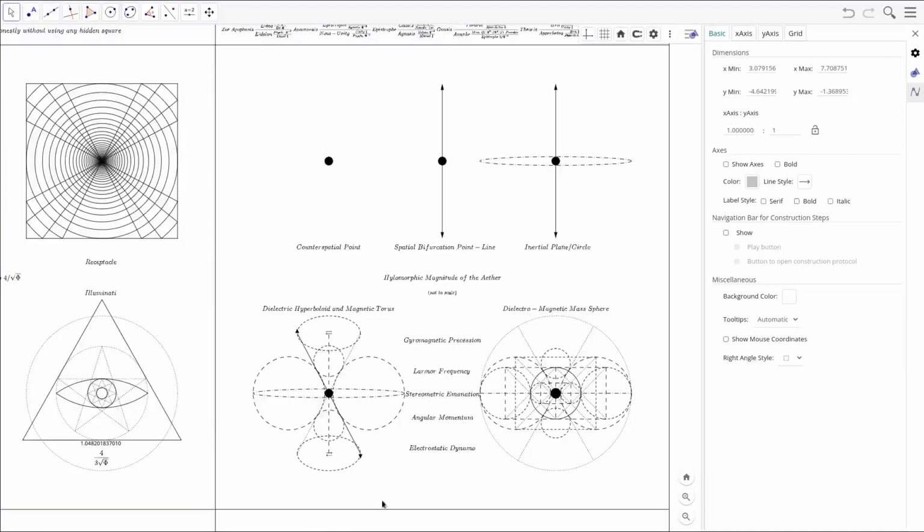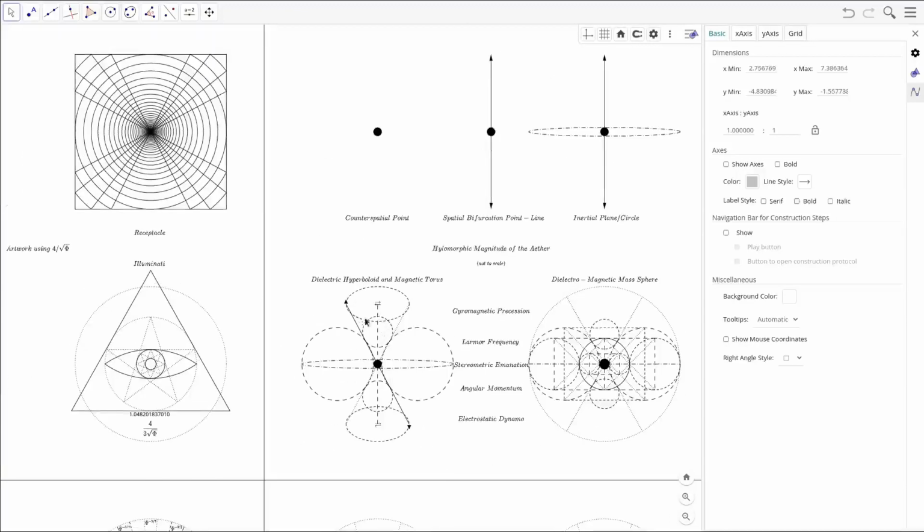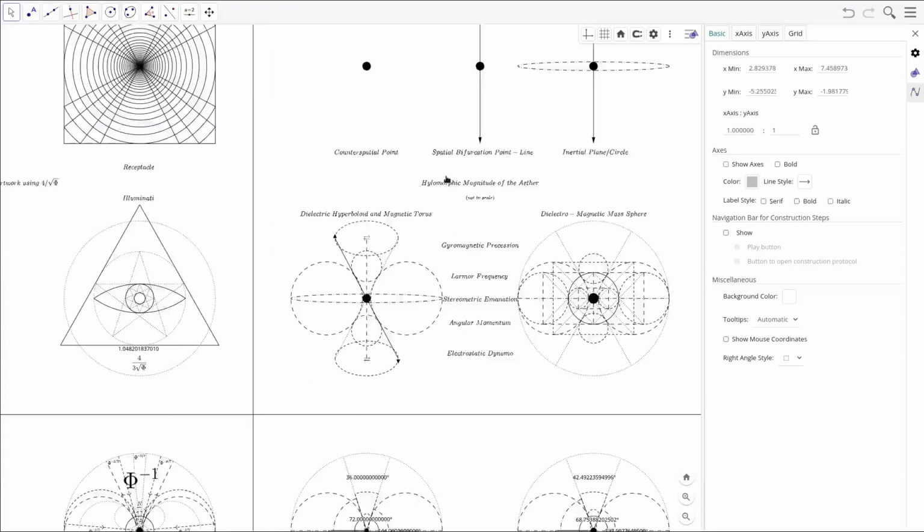Okay, so this part, this dashed line is different from this one and different from this one because it's purposeful. This is magnetic vectors, and this is the etheric circular field, basically. And the smaller dashed lines are the dielectric, but kind of, but not really.